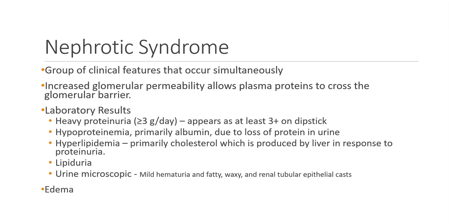Hypoproteinemia, a decreased amount of protein in the blood, primarily albumin, is due to the loss of the protein in the urine. Hyperlipidemia, which is high fats in the blood, primarily cholesterol, is produced by the liver in response to the proteinuria. Lipiduria is fats in the urine, and when you look at the urine microscopically, you may see mild hematuria and fatty, waxy, and renal tubular epithelial casts. And in the person, physiologically, edema is present.